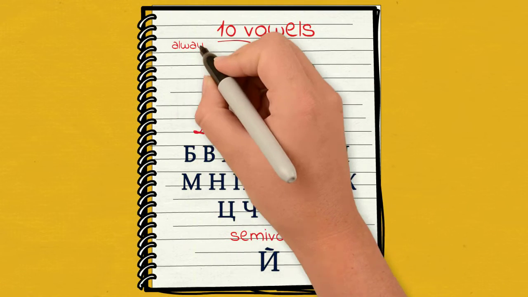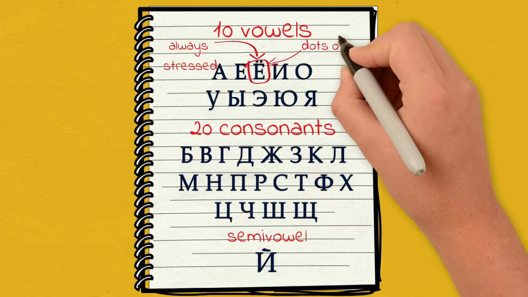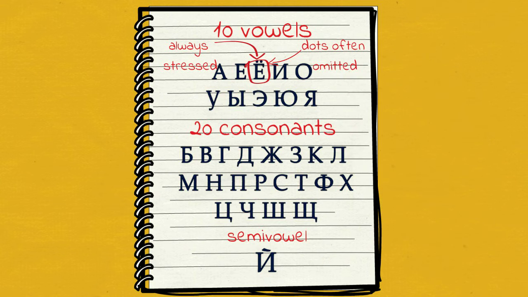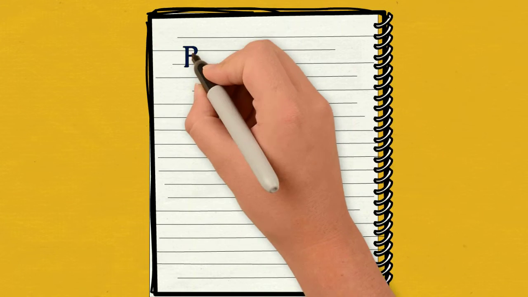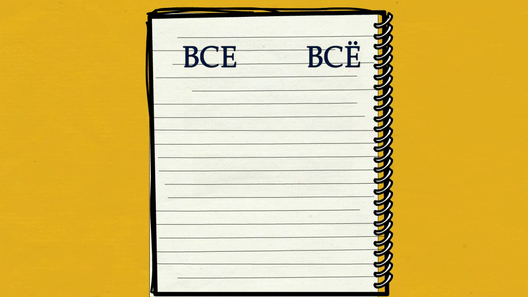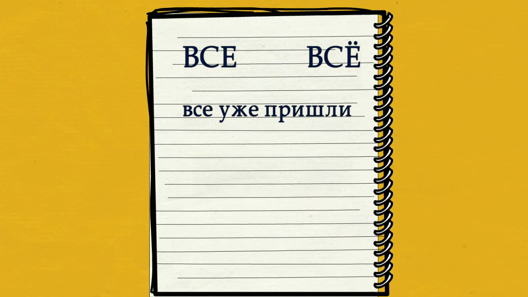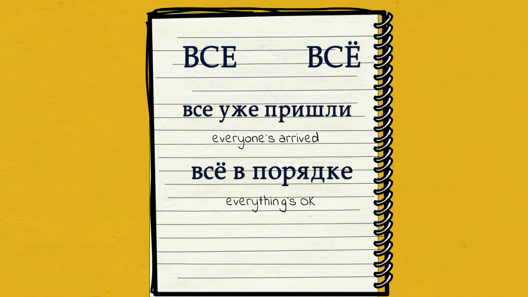Ё is always stressed. The dots are omitted in most written and printed texts, which means that yo looks exactly like ye, but the distinction must be made in speech. The dots are indicated in dictionaries, but yo is usually treated as a variant of ye when words are ordered alphabetically. Problems may arise in distinguishing between все, everyone, and все, everything. For example, все уже пришли and все в порядке.